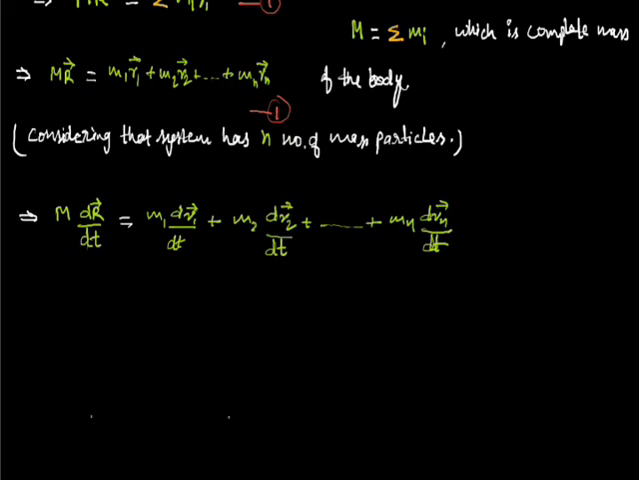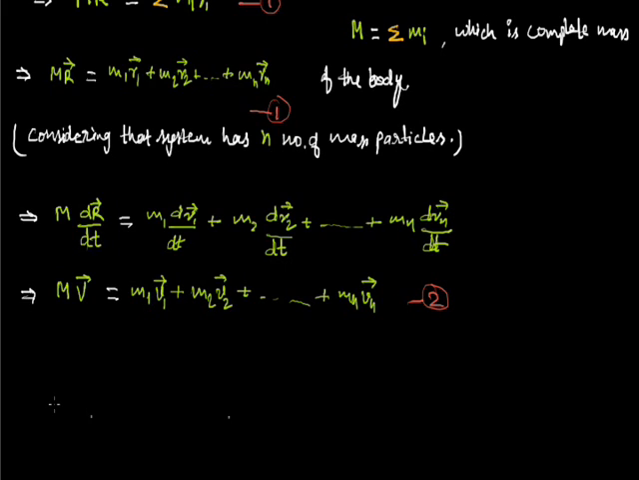So the same equation we can write here: M V, V for velocity of the center of mass, will be equal to m1 v1 plus m2 v2 plus mn vn. It means the momentum of the center of mass will be the vector sum of the momentum of each mass particle of the system. We can consider this equation number 2.